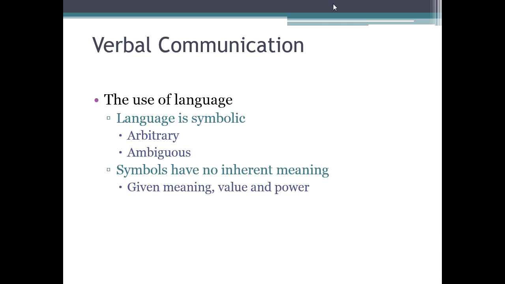Symbols are used to represent objects. Symbols, in fact, are arbitrary. The meanings applied to words are ambiguous. There is often disagreement on the meanings applied to some words. Meanings applied to words, not the meanings of words, are important to understand. See, symbols have no inherent meaning.